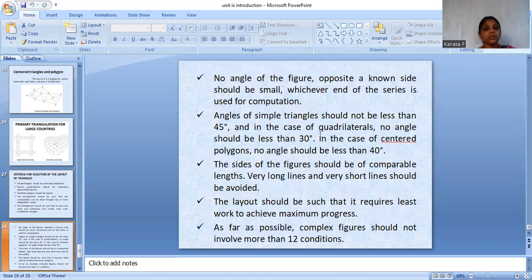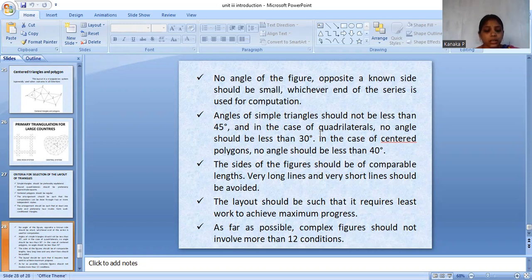Next, the angles of a simple triangle should not be less than 45 degrees, and no angle should be less than 30 degrees. In the case of a centered polygon, no angle should be less than 40 degrees. Very long lines and very short lines should be avoided. No angle of the figures opposite to known sides should be small. And it should not involve more than 12 conditions.